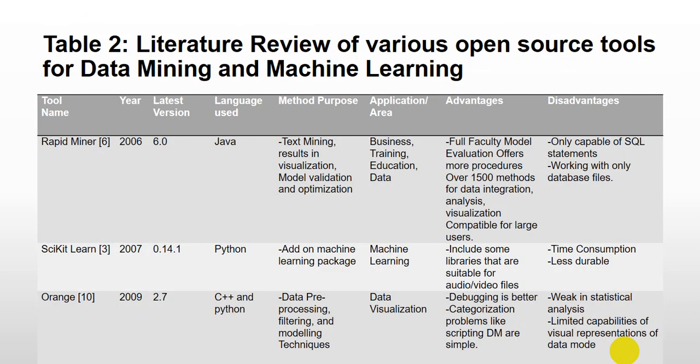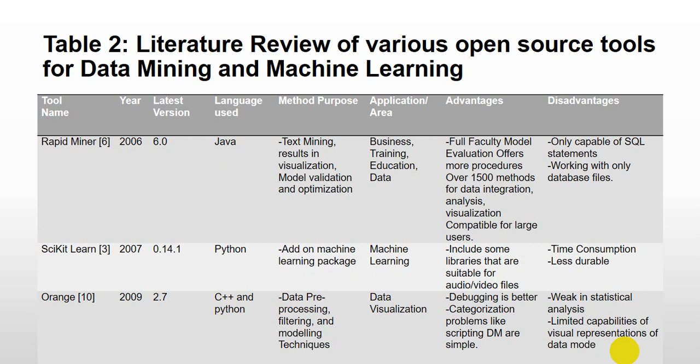Next tool in open source tool is RapidMiner. Came in the year 2006. Its latest version is 6.0. Language is Java. Its purpose is for text mining, which results in visualization, model validation, and optimization. Application area where this tool is used is business, training, education. Advantage is that it is compatible for large users. Disadvantage is that it is only capable for SQL statements and it only works with database files.